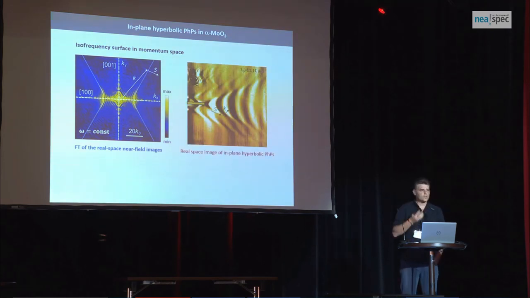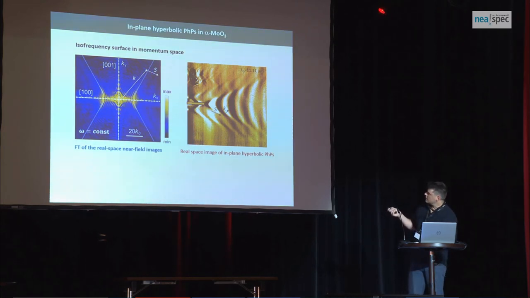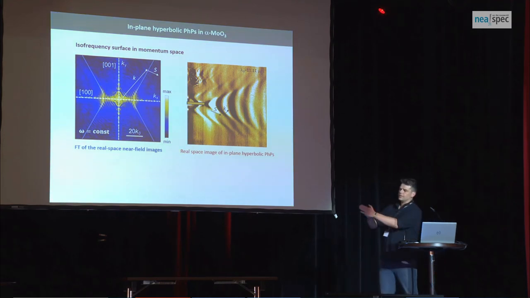So another way to see this hyperbolic propagation is to put an antenna on top of the material and see how these waves emanate from the antenna and how they propagate. And this is how we see them in the SNOM. The most particular feature here is that the pointing vector, which is by definition perpendicular to the isofrequency curve, is almost perpendicular to the k vector, the wave vector. So this means that the wavefront is almost perpendicular to the direction where the energy is propagating. So the wave is propagating in this direction, but the wavefronts are completely tilted.